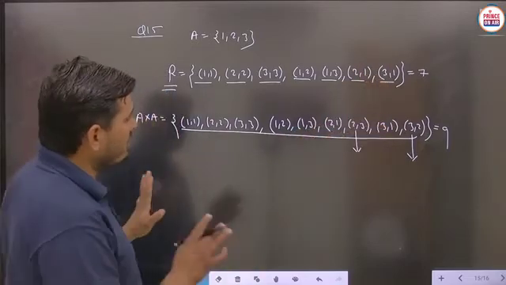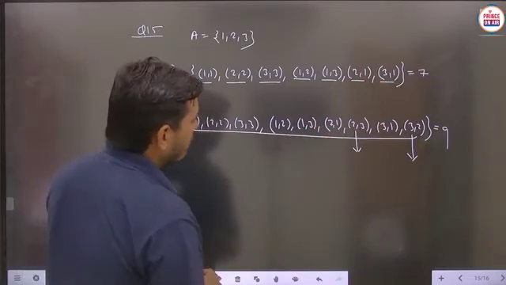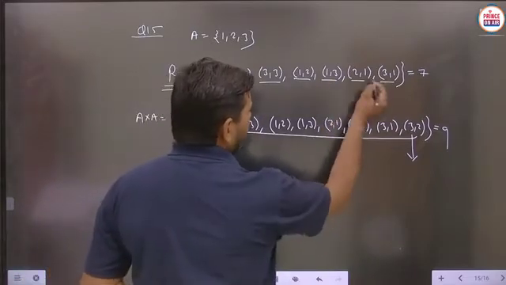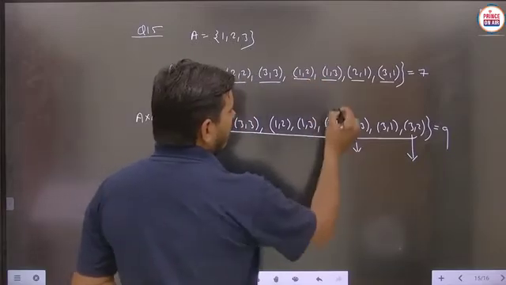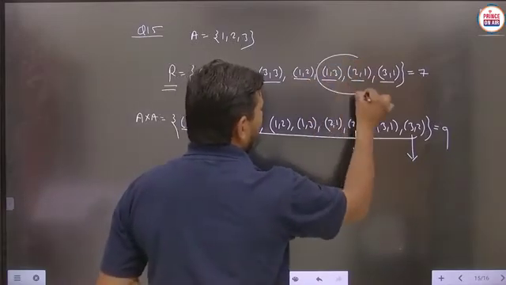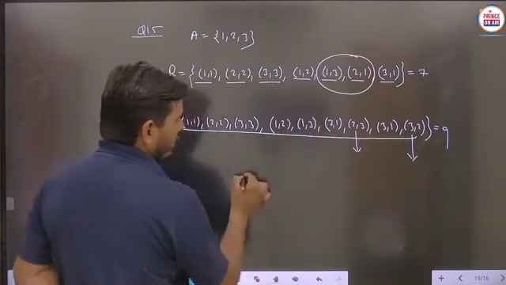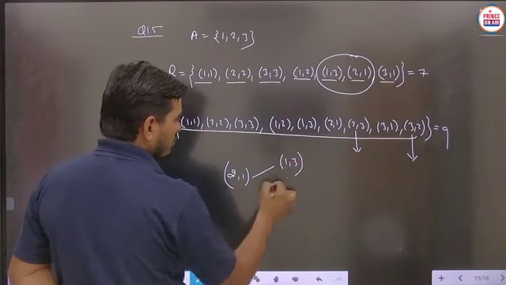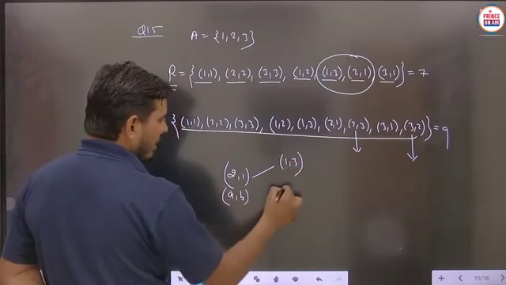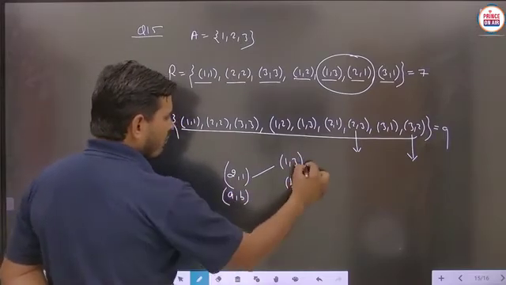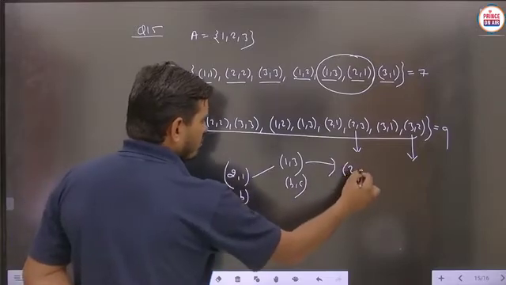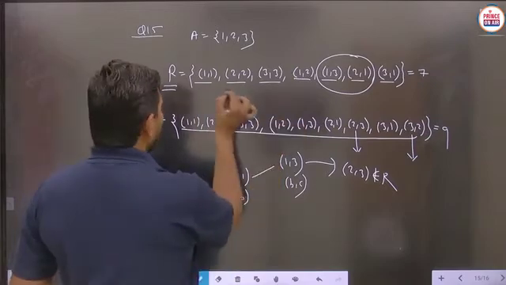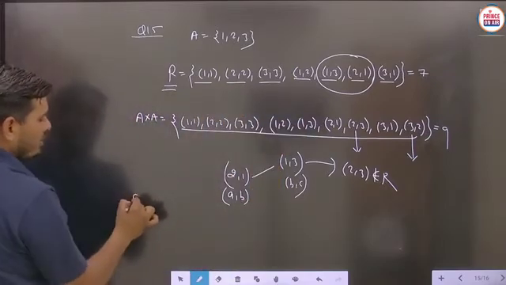So student, we will check this relation. In this case, 1 3 and 3 1, then 1 1 will also be there. Now you can take these two elements: 2 1 and 1 3. This is taken as AB, and this is taken as BC. Now for transitivity, AC should be there. But 2 3 does not belong to R, because 2 3 is not available here.